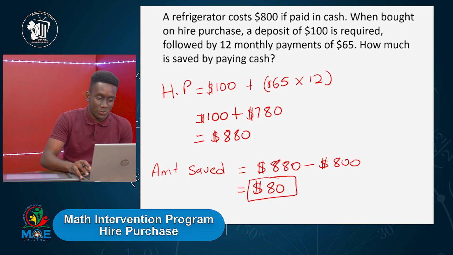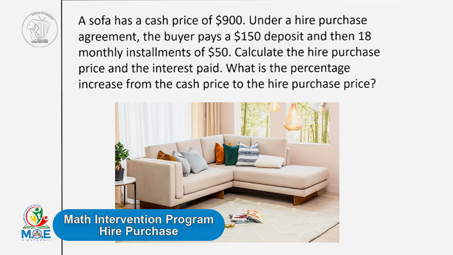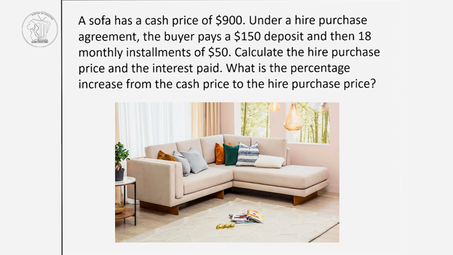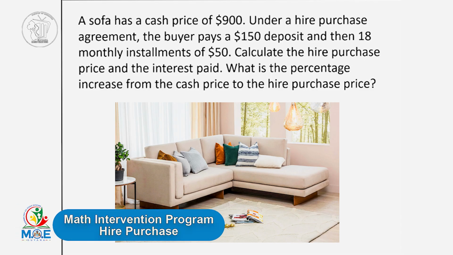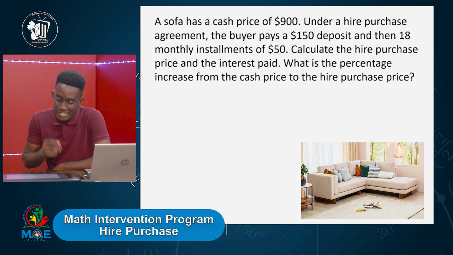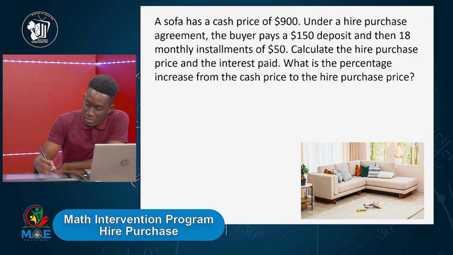Now let's move on to the last question. The last question says, a sofa has a cash price of $900. Under a hire purchase agreement, the buyer pays $150 deposit and then 18 monthly installments of $50. Calculate the hire purchase price and the interest paid. That is one. And then what is the percentage increase from the cash price to the hire purchase price? So that is two parts of this question. The first thing, let's calculate the hire purchase price. So I'll use HP for hire purchase.